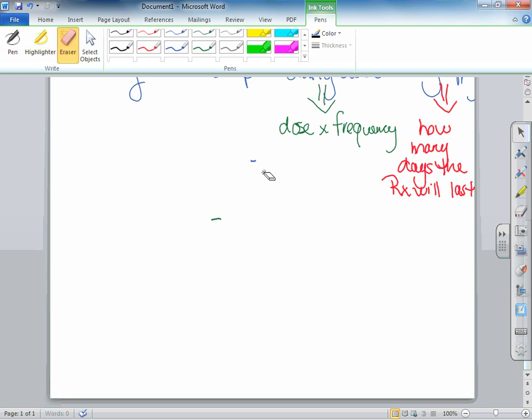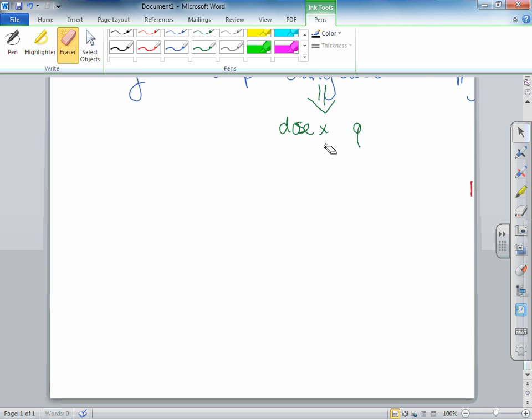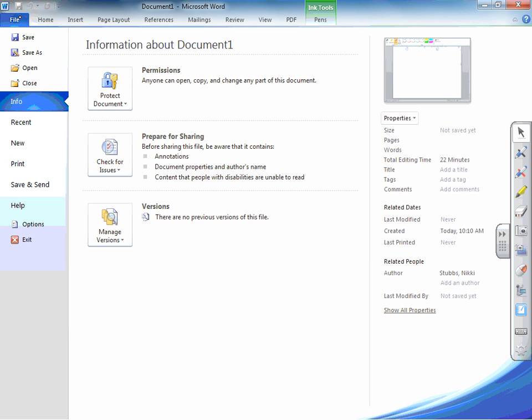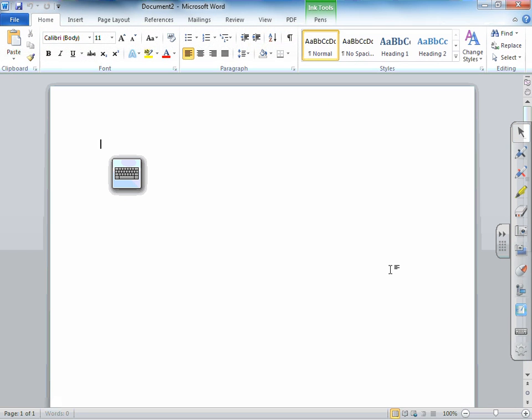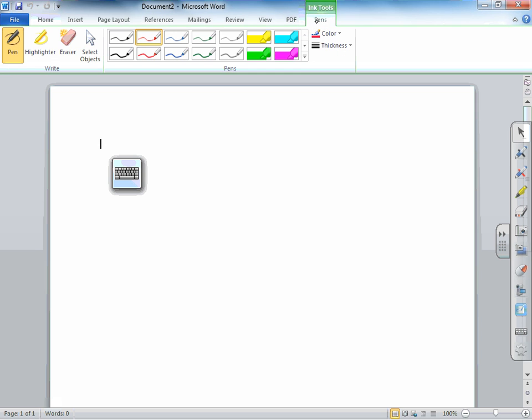It takes forever to erase this stuff on the board here. Maybe I'll just start a new blank label. How about a blank document? That would be easier. I think that would be much easier. Alrighty, yes, that was much easier.